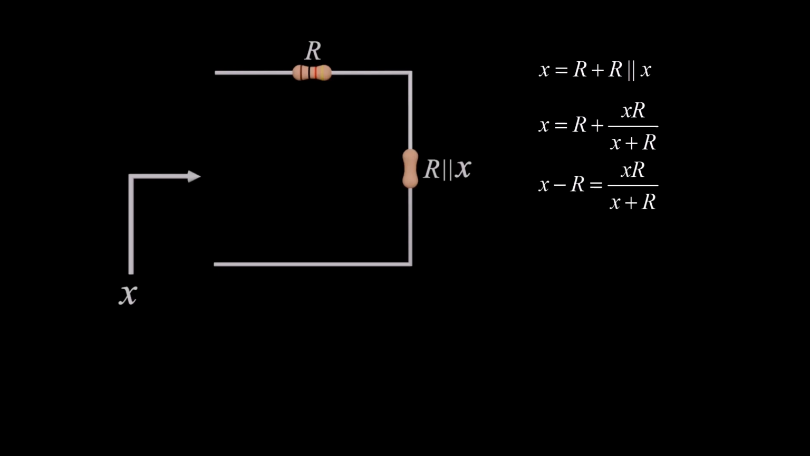Now we carry out our simplification until we arrive at a quadratic equation. This quadratic equation has two roots. Since R is positive, X, the equivalent resistance, must also be positive. We choose the positive root, which gives us X equal to approximately 1.618 times R. Other similar ladder networks can be solved using the same method.